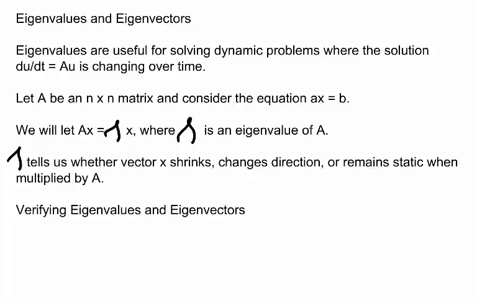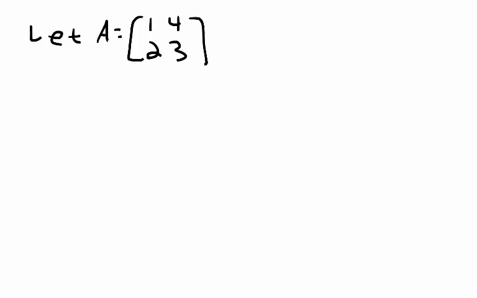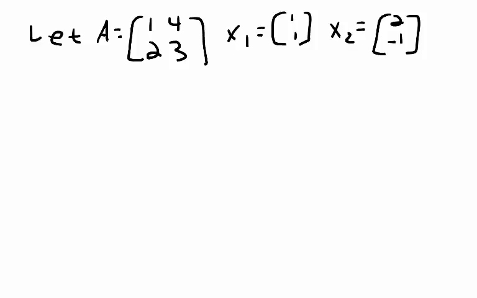Verifying eigenvalues and eigenvectors. Let's start a new screen. And we'll let A be equal to 1, 4, 2, 3 in a 2 by 2 matrix. We'll let vector x sub 1 be 1, 1 in a 2 by 1 matrix, and vector x sub 2 will be 2, negative 1 in a 2 by 1 matrix.